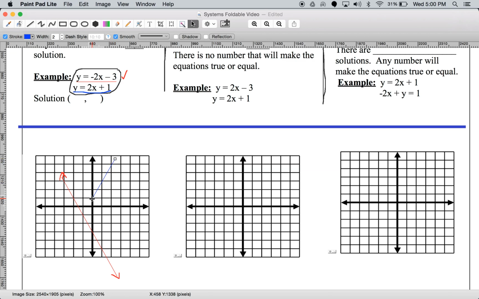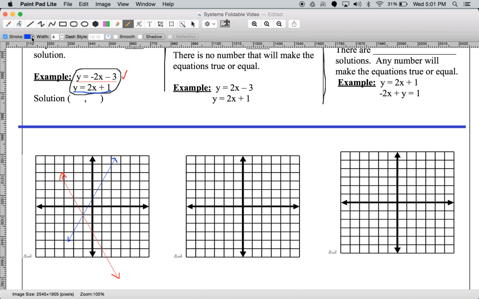And just like I did a rise 2, run 1, I could technically run backwards 1, fall down 2, and go backwards 1 and fall down 2. It's the same thing. And hopefully you see already that they intersect, and that's great. That's what we're looking for.